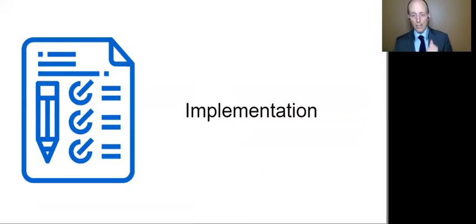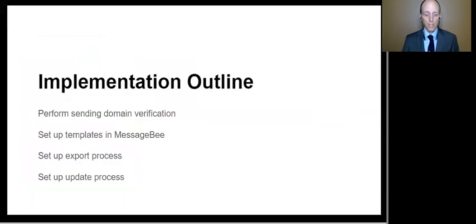Let's get into the details about implementation. We will talk mostly about how to implement MessageBee with Polaris, although there are several of the steps that I will discuss that would apply no matter where you were implementing MessageBee. So even if you're not a Polaris library, if you're Sierra or using another product, many of these steps are still going to be important for you to consider. So let's talk about the outline of the things that you'll need to do.